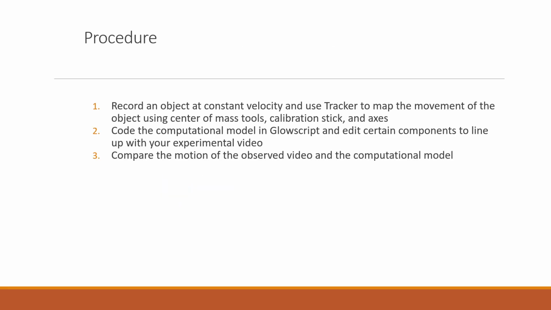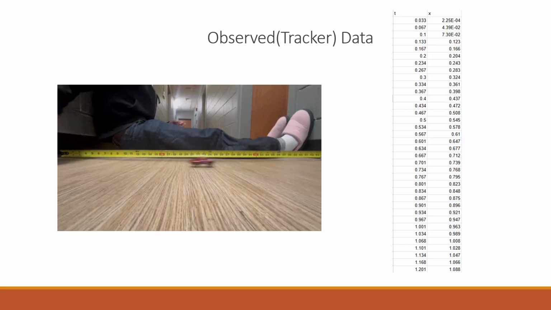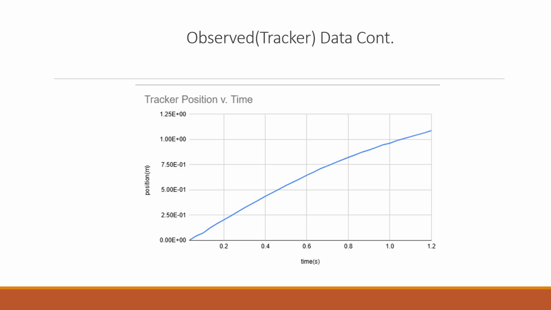The procedure for this experiment will be recording an object at constant velocity using Tracker to map its movement. We're going to code the computational model in GlowScript from the data from Tracker. Then we're going to compare the motion of the observed video and the computational model. Here we have a little screenshot of the video we uploaded to Tracker, and from Tracker we got some data. We got time as it moves along in the video and how the position of the truck changes in regards to time. We then created a graph based on this data.